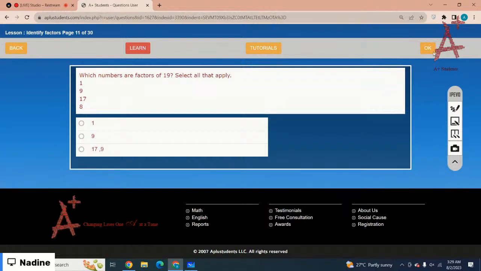Which numbers are factors of 19? Select all that apply. The correct option is 19. The only factor of 19 is 1, right? Because 19 is a prime number. So the only factor of 19 is 1.